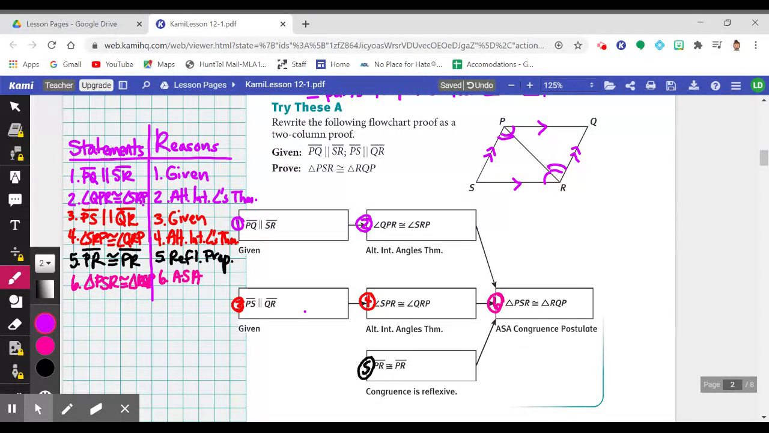Now, some of you may have wanted to jump into this last statement here, but notice it takes all 3 of these statements to prove that the triangles are congruent. So before you run into that statement, statement 5, PR is congruent to itself because of the reflexive property, or congruence is reflexive. That really means the same thing. And it's all three of these statements here that lead us to believe that the two triangles are congruent using angle-side-angle.